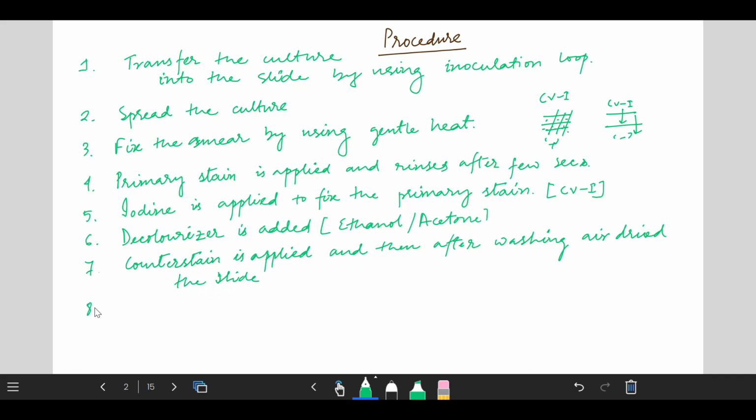And last, go for the microscopic examination. Okay. And if you see under microscopic examination the color is violet or purple brown, that is gram-positive bacteria. And if the color is red or pink, then that is gram-negative bacteria.